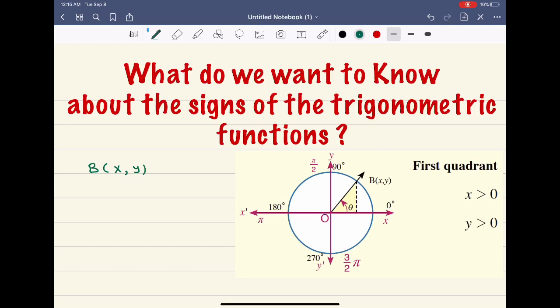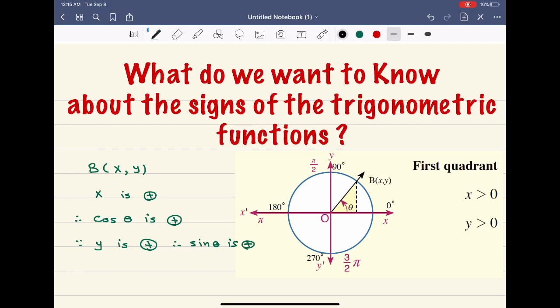We know that the terminal side intersects with the circle in the first quad. Then x is positive. Therefore, cosine theta is positive. Since y is positive, therefore sine theta is positive.